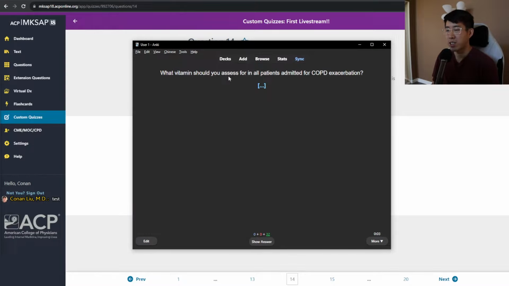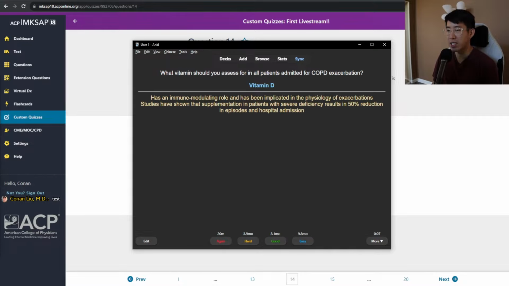What vitamin should you assess in all patients admitted for COPD exacerbation? That's going to be vitamin D. Studies have shown that supplementation in patients with severe deficiency results in 50% reduction in episodes and hospital admission.